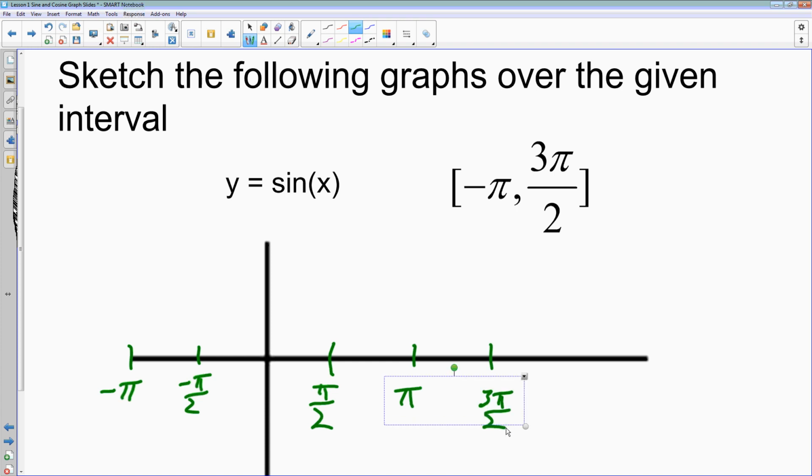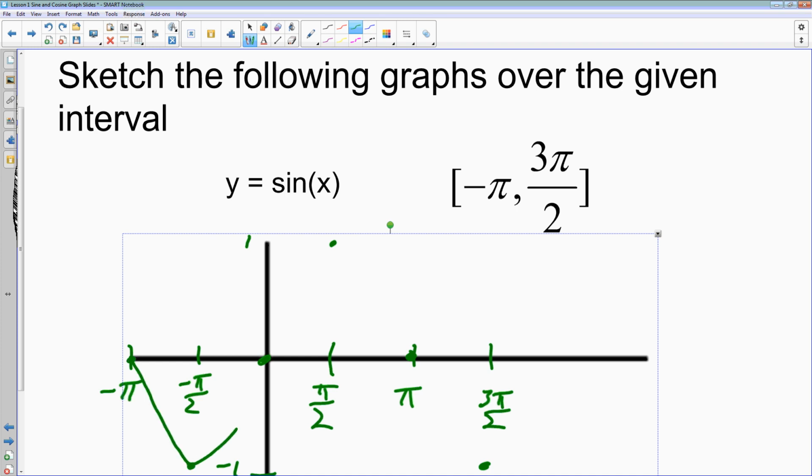Okay, so you could still start it off at 0, and say, well, I know that this is -1, this is +1. So I go up to +1, down to 0, down to -1. I didn't go quite far enough. And then on my other side, it'll be down to 1 and then up to 0. So here is my curve, my sine curve on that interval.